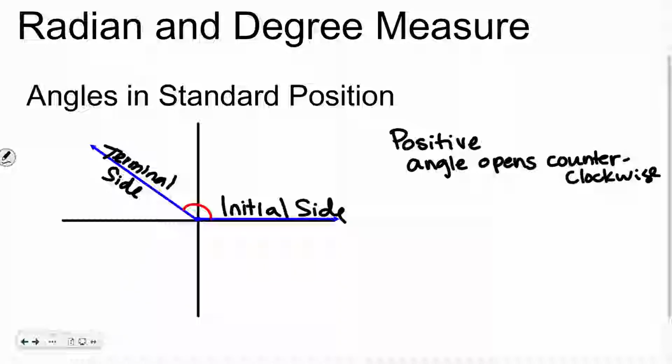When I was first learning about angles in standard position, going counterclockwise seemed counterintuitive to me. But now that you've learned it, this is not your first go-around. Now that you've learned it once before, it probably seems pretty normal to you. When it opens counterclockwise, it's a positive angle. And then negative angles open clockwise.